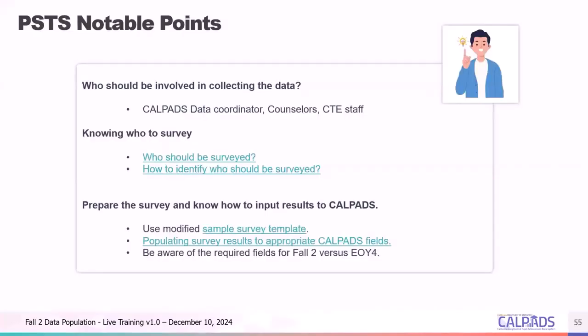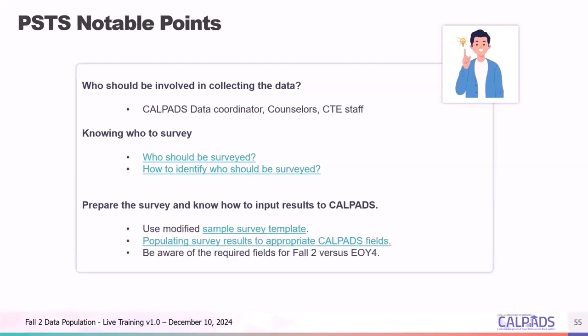These are the notable points that we want to ensure that you understand with regards to PSTS reporting. You should coordinate with counselors and with CTE staff in ensuring that the relevant completers are surveyed and that the data that you submit to CALPADS is accurate for the PSTS submission. And you need to know who to survey. LEAs should survey CTE Pathway Completers as currently defined, who exited secondary education in the 23-24 academic year, regardless of cohort, and who were not expected to return.